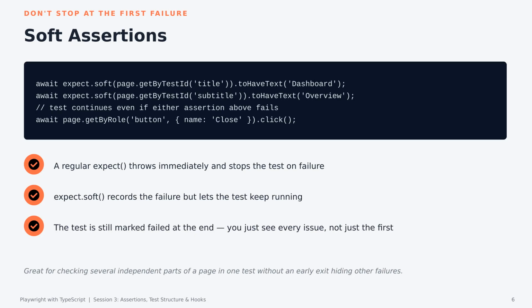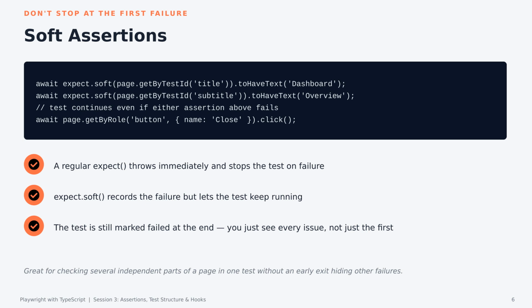Let's talk about soft assertions, because this solves a specific annoying problem. Here's the code. await expect.soft(page.getByTestId('title')).toHaveText('dashboard'). Then another one for the subtitle. Then a comment, noting the test keeps going, even if either of those assertions above it actually failed. And then we go ahead and click a close button afterward.